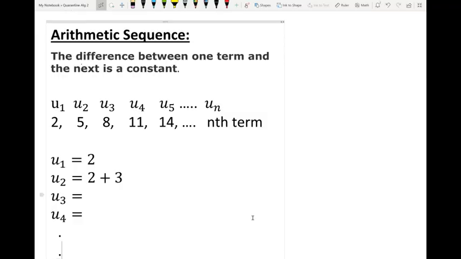This week, we will be exploring arithmetic sequence. Now, what is arithmetic sequence? The definition states that the difference between one term and the next is a constant. Now, the word constant here means that it stays the same.